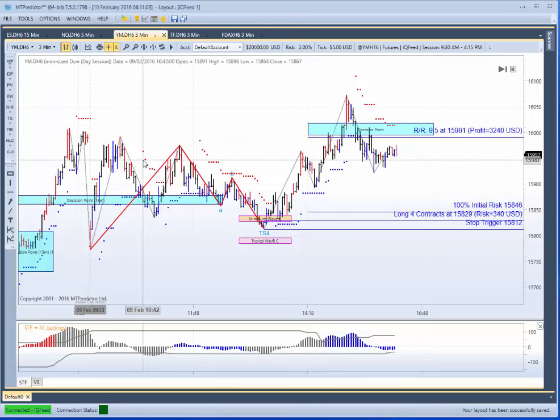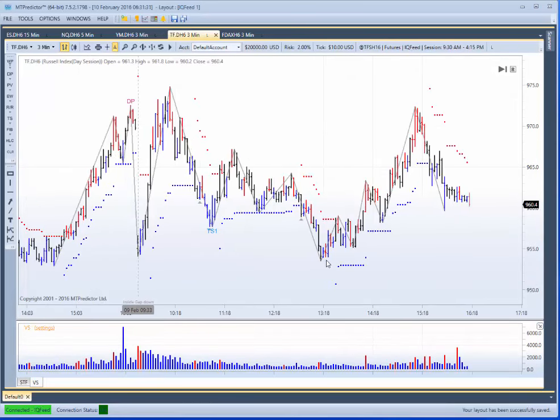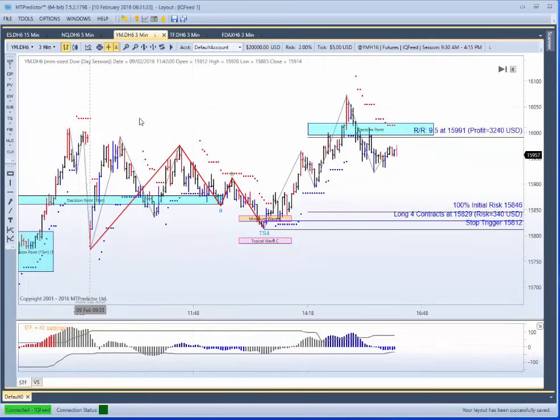So a good day for MTPredictor yesterday, and a look at how we look at the large degree trend on the higher time frame charts, and in particular why it's important to follow not just the ES or the NQ or even the YM, but to follow all the USE minis, and then take the trade on the clearest picture. The Russell Index was slightly different yesterday, where we didn't have a buy setup coming in at that low there. So the best trade of the day was on the YM, that TS4 buy setup, for a lovely profit there.